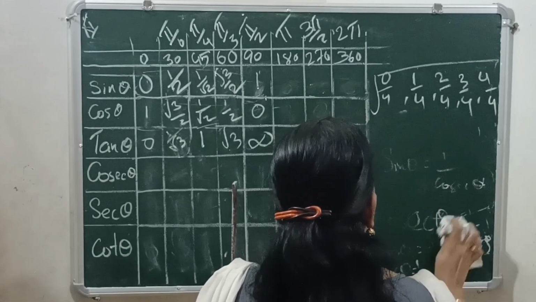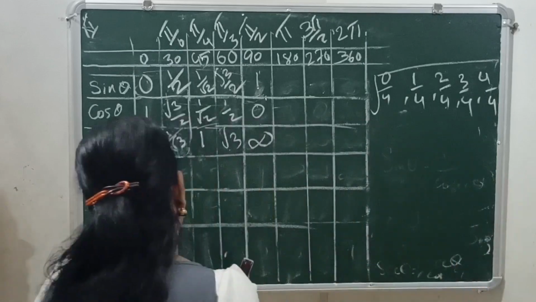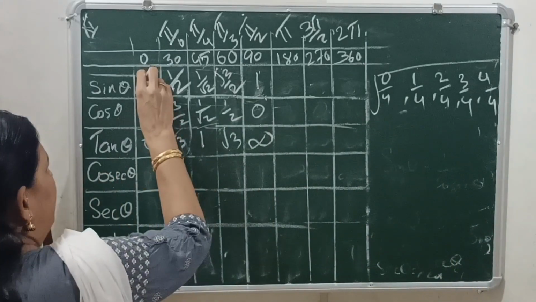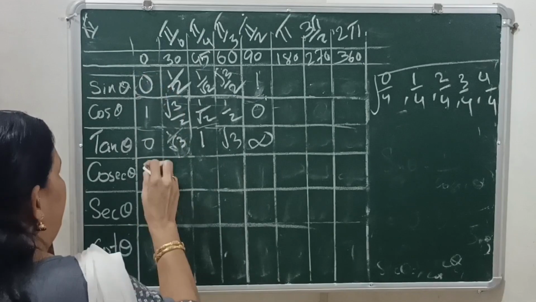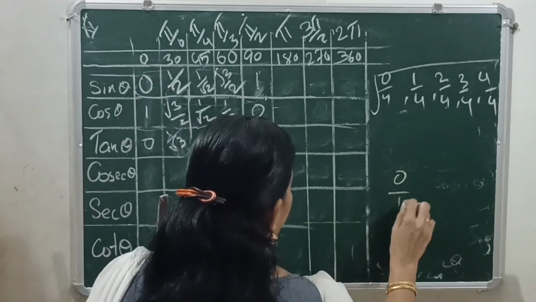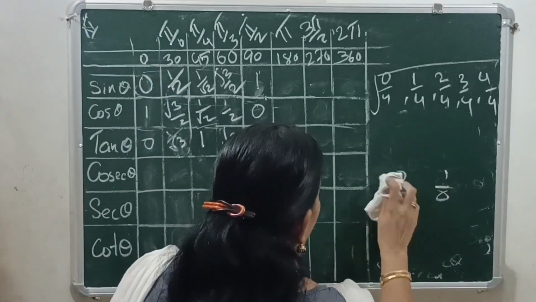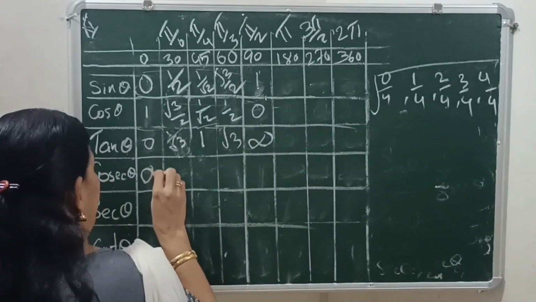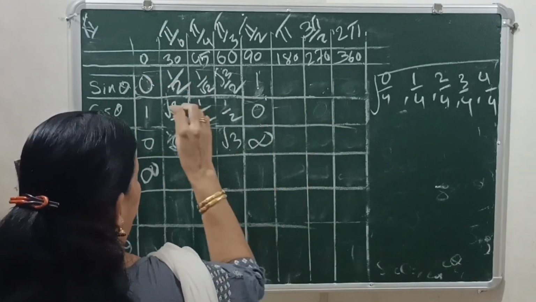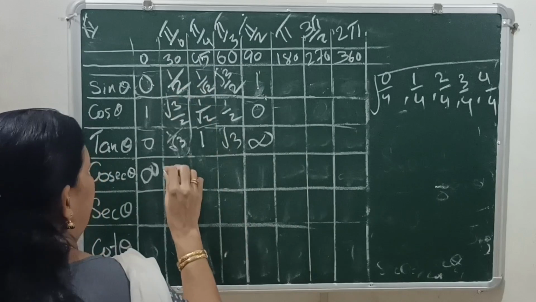That is, the relationship between sine and cosec is the reciprocal. That is, the reciprocal of 0 is 1 by 0, not defined, infinity. Cosec theta is the reciprocal of sine. The reciprocal of 1 by 2 is 2.